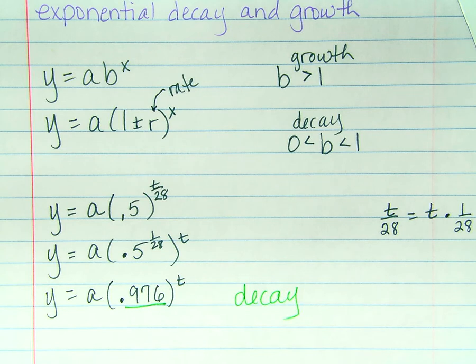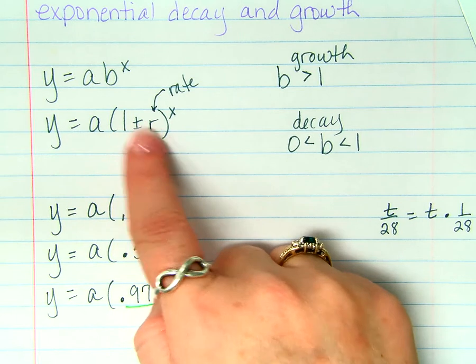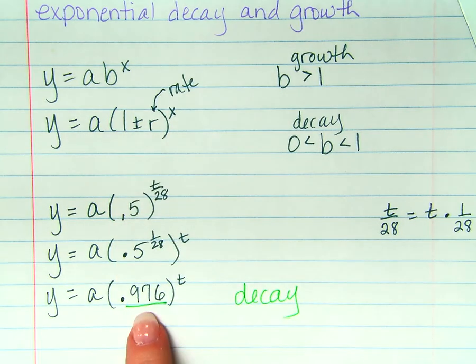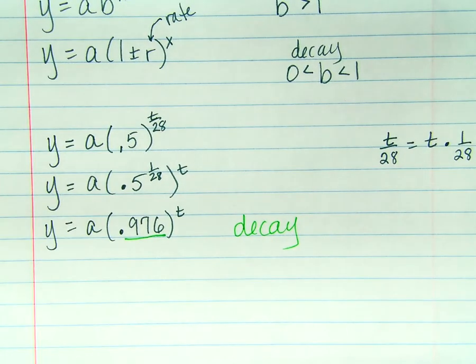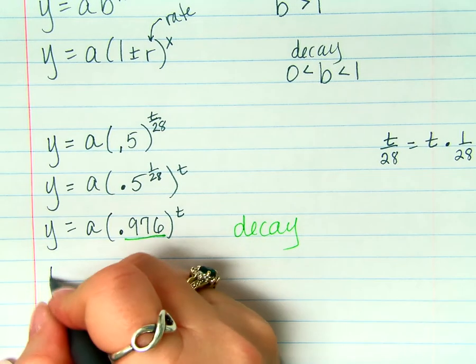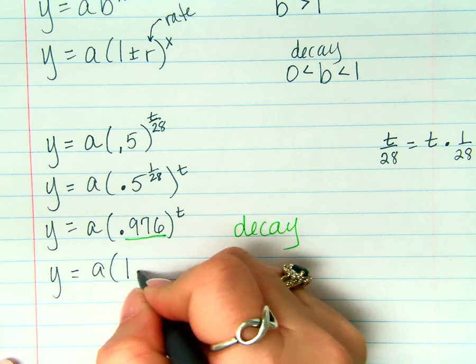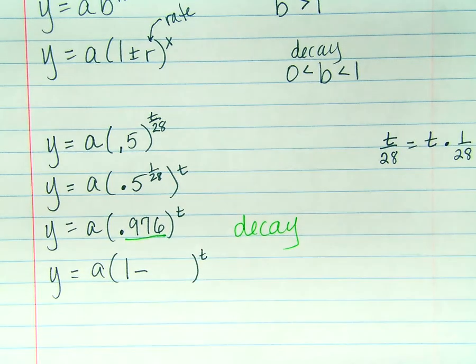Okay? Now I have to figure out my decay rate. So it's got to be in this form, 1 plus r or 1 minus r. Well, which one do you think we're going to use, 1 plus r or 1 minus r? If it's less than 1, yeah, I got to use 1 minus r, right? So I have to use my brain. I know that's trouble for some of you. And say 1 minus something to the t power. But that also equals 0.976. 1 minus what equals 0.976?